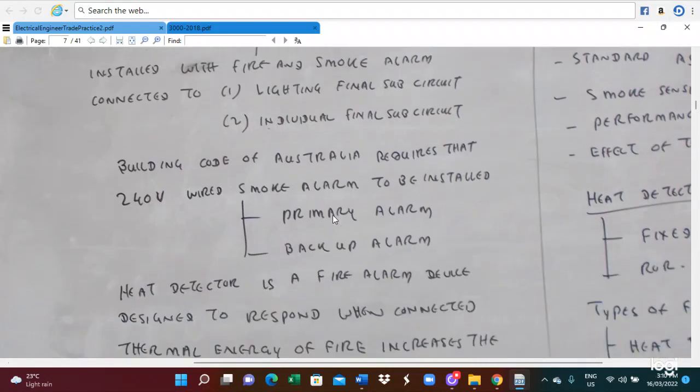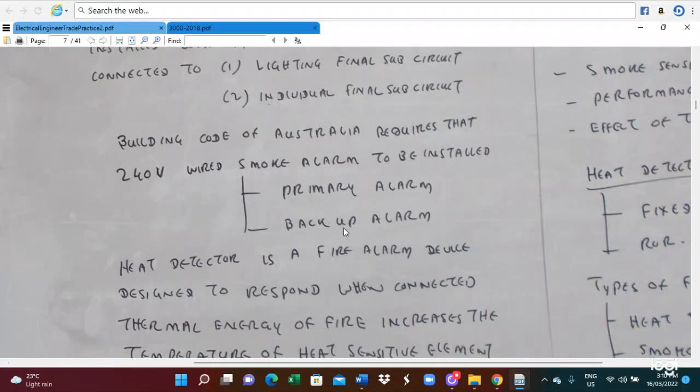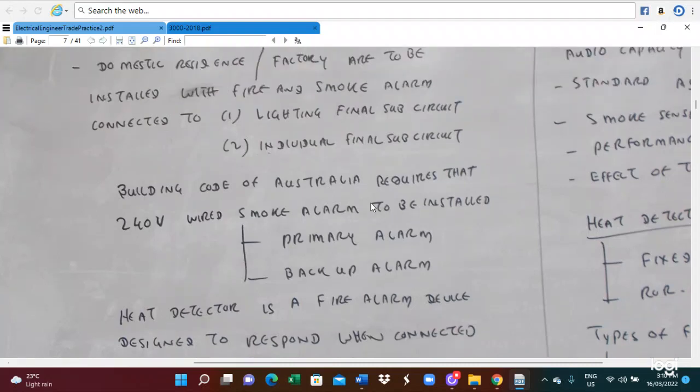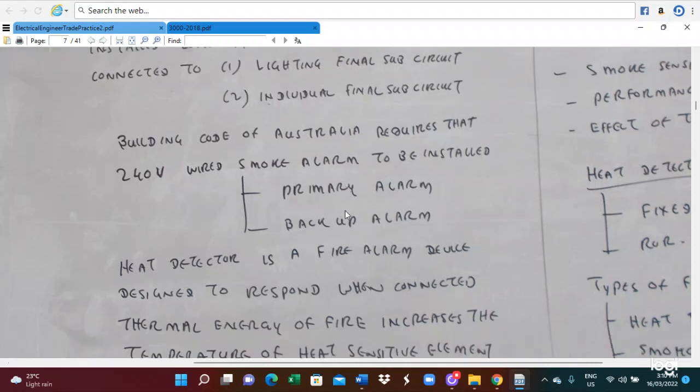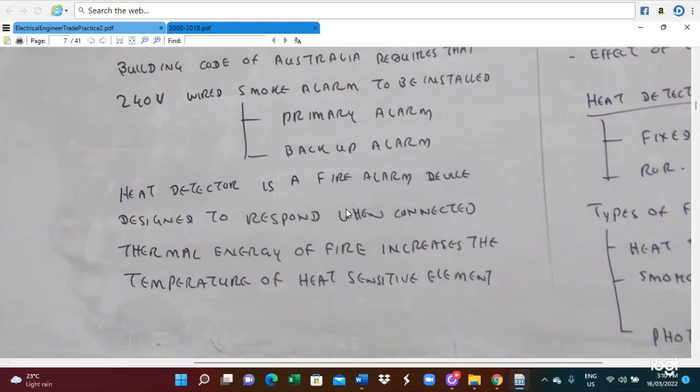The Building Code of Australia requires a 240 volt smoke alarm to be installed as the primary alarm, and we also need to connect a secondary backup alarm. So a lighting final subcircuit or individual final subcircuit we have to install. Also, the Building Code of Australia requires that a 240 volt smoke alarm be installed as the primary alarm. Also, we install the backup alarm.